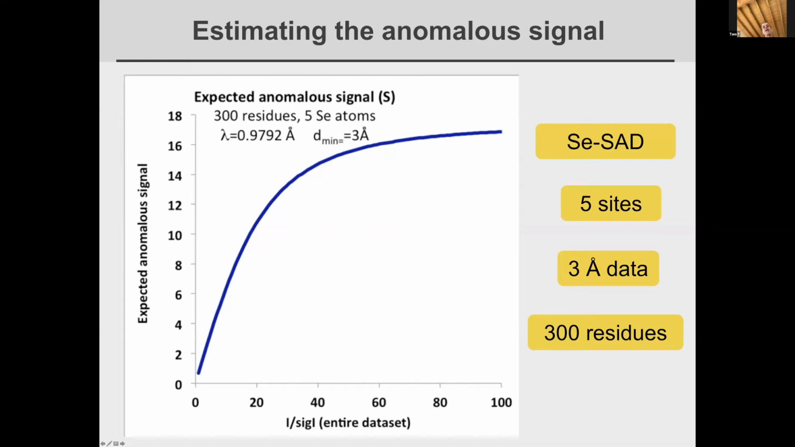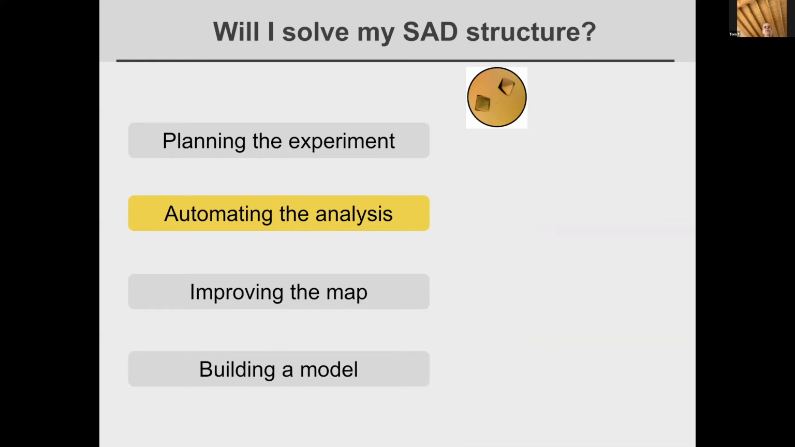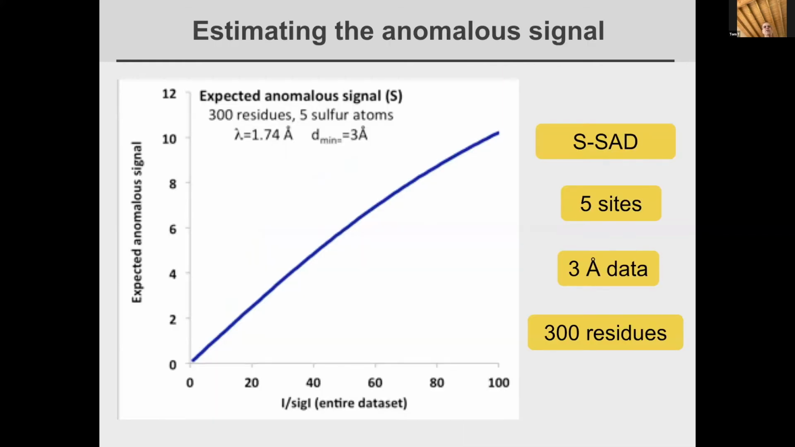Now the next slide is the exact same thing except for sulfur. And you'll notice the curve shifts and looks a lot different. If we can go back to it, it'd be great. There we go. Now, to get up to that value of 10, we'd have to have an I over sigma of 100. So that's just what we saw, that you have to have much more accurate data if you have a weaker anomalously scattering atom like sulfur compared to selenium.